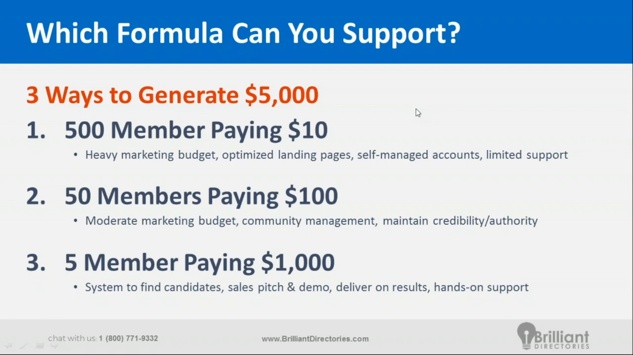Now, we're using $5,000 as an arbitrary number here. This could be $2,000. This could be $50,000. And then the pricing 10, 100, and 1,000. Again, it's all going to vary based on your industry. We just wanted to do some simple math here in this example.